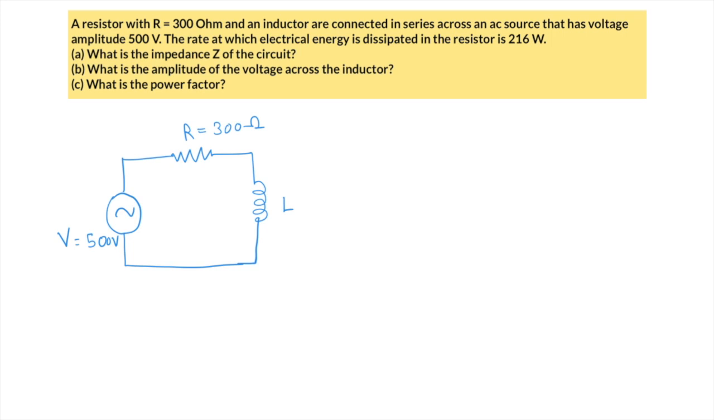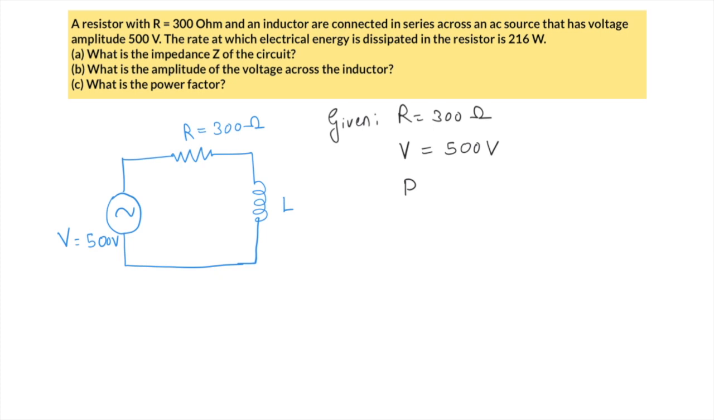So we can write from here what is given to us. R is 300 ohm. Voltage of the source is 500 volt, and power dissipated, which is the average power, which only dissipates across the resistor.